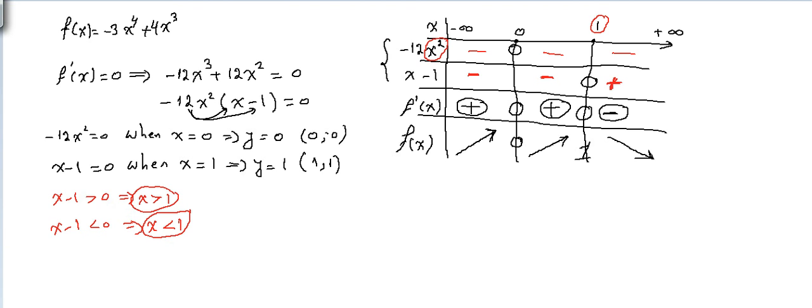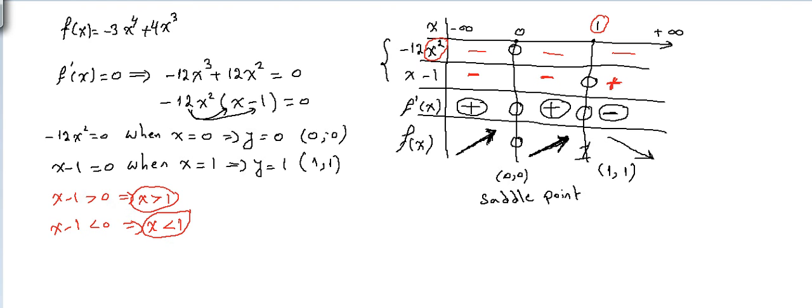It goes up, increasing up to 0, passing by the point 0, 0, and then continues as increasing. So it increases, and then it increases all the way. So this we call a saddle point, right? It's a saddle point. And what do we call this point here, which is abscissa 1, ordinate 1?